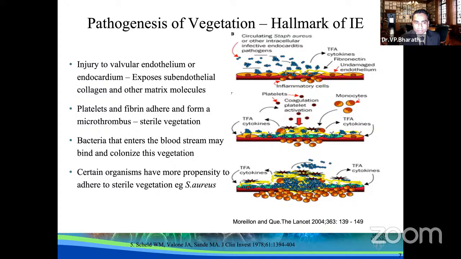And as the bacteria float in the bloodstream, they can attach to the sterile vegetation and eventually form the infective endocarditis. Certain organisms have a higher propensity to adhere to this sterile vegetation. For example, Staph aureus can easily adhere to the vegetation as compared to a gram-negative pathogen like E. coli.